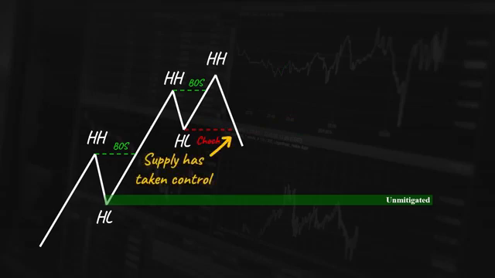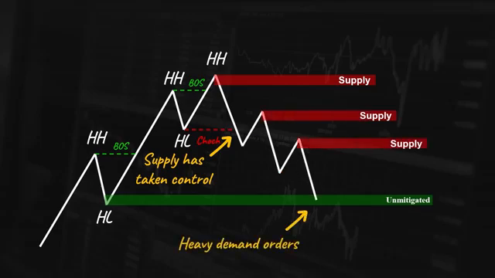First, supply has taken control over demand. Second, a valid supply area has been established. The price then continues to move downward, forming supply areas until it reaches the next unmitigated demand area. At this point, there is a battle between supply and demand. Sometimes we see a period of consolidation and a ranging market between these two zones.